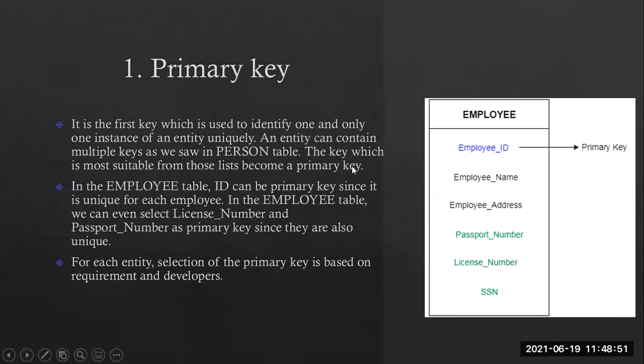Okay, in the employee table, we can even select license number and passport number as a primary key since they are also unique here. So this is not required. Any one key you have to mention as a primary key. Okay, so see here. Employee ID can be primary key. Employee name cannot be primary key because the same name will be there for everyone.